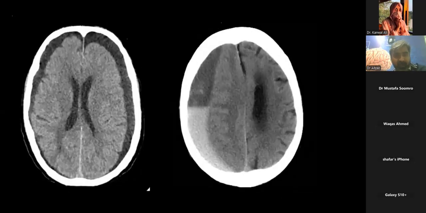And what about the left side and right side? Sir, on the left side there are subdural hygromas, and on the right side acute on chronic subdural hematoma. Why is it a bilateral subdural hygroma and not a subdural hematoma? The density is almost the same as the CSF in the ventricles. What is the differentiating point on imaging between subdural hygroma and subdural hematoma?